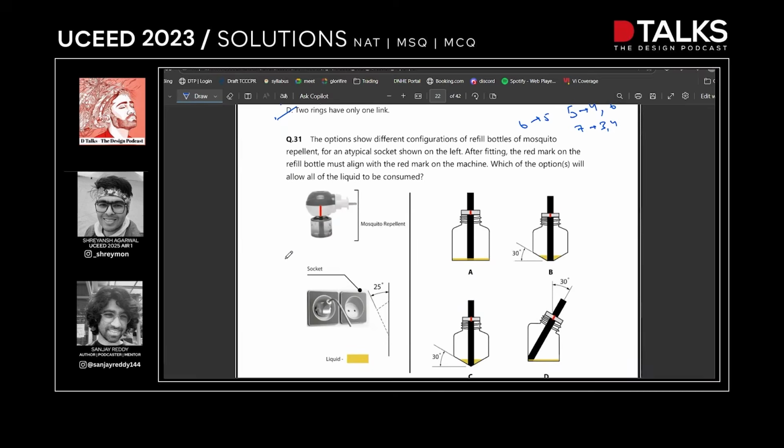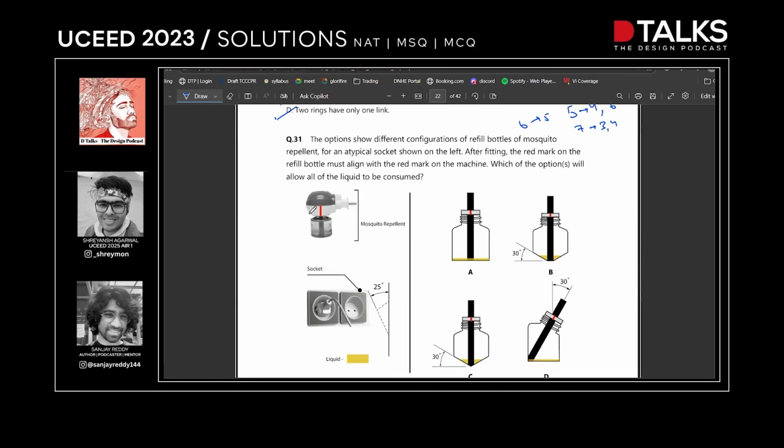The options show different configurations of refill bottles of mosquito repellent for an atypical socket shown on the left. After fitting, the red mark on the refill bottle must align with the red mark on the machine. Which of the options will allow all of the liquid to be consumed? Right, so as you can see, this socket is diagonal.